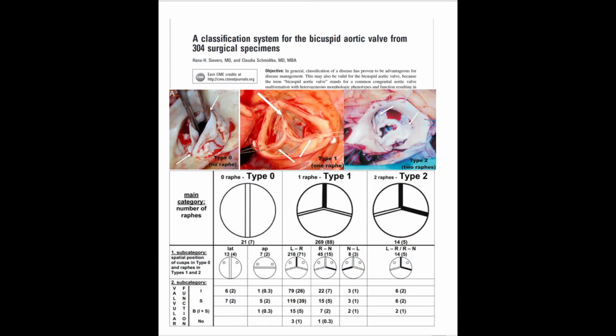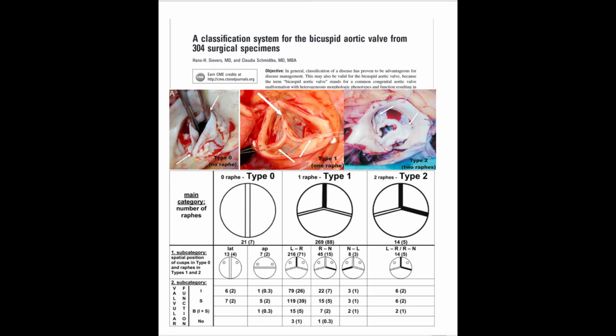I also wanted to quickly go over the Sievers classification. This was from a paper in the Journal of Cardiothoracic Surgery, published in 2007, and they very nicely describe type 0, type 1, and type 2. The way to remember this is it's the number of raphes. Type 0 has no raphe that can be seen. Type 1 has one raphe, which was what we saw in this patient. And type 2 has two raphes. You could also further subcategorize these based on the left and right involvement of what is fused.